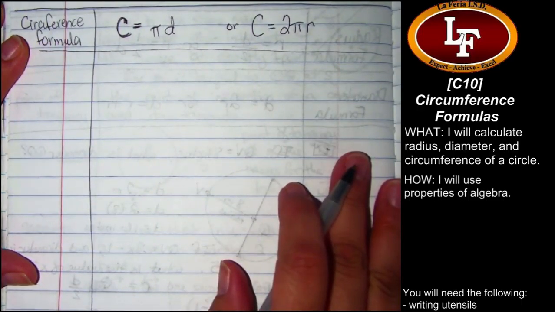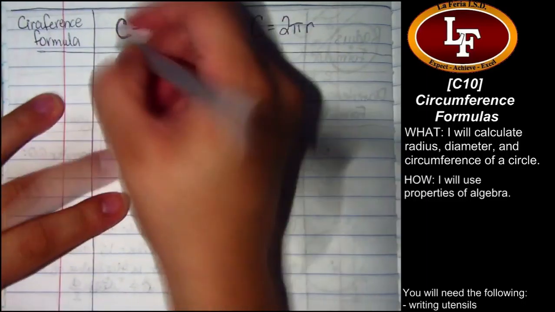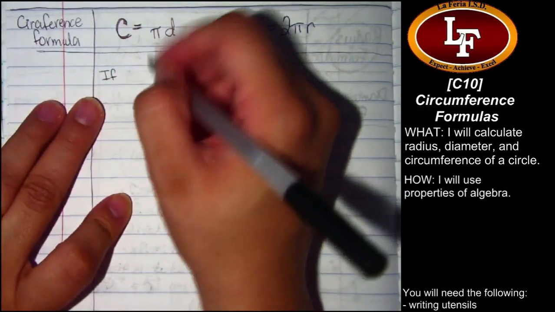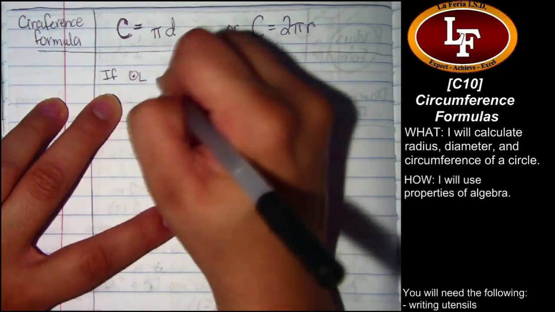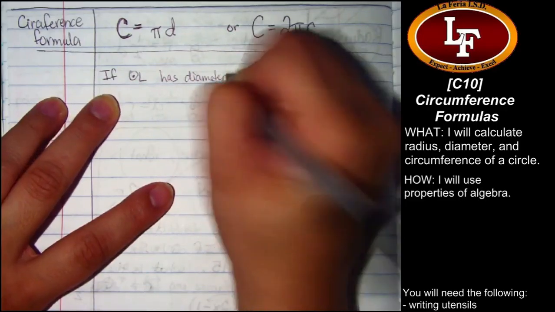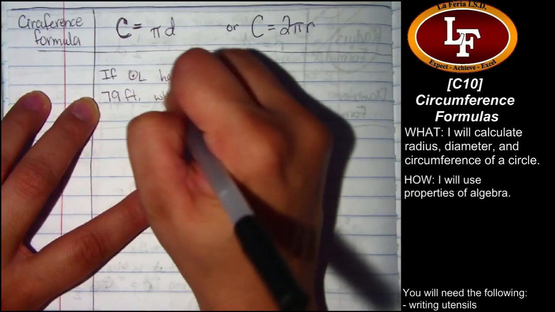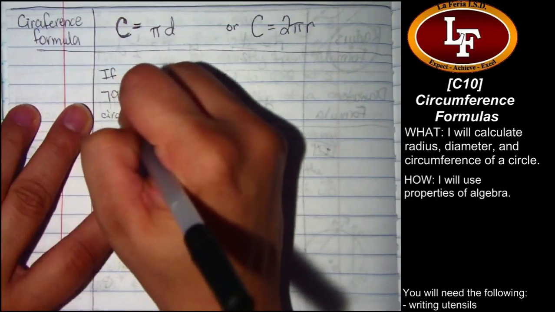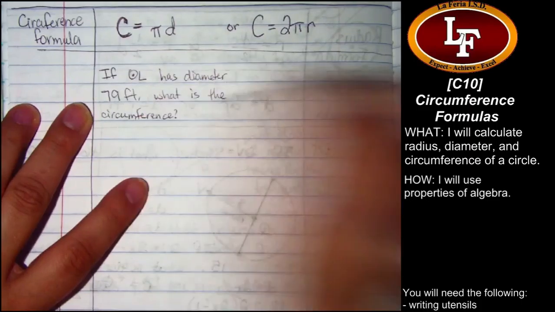So we're going to go ahead and get this all jotted down for ourselves really quick. Let's say we've got some sort of circle. If circle L has diameter 79 feet, what is the circumference? All right, so there is our question.